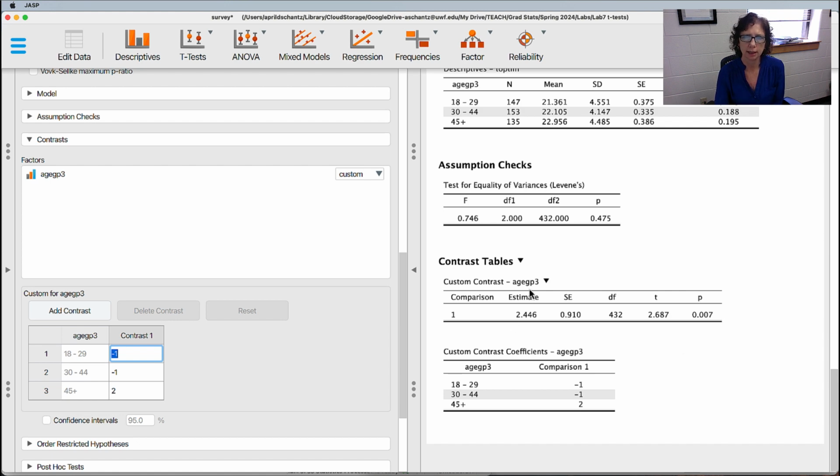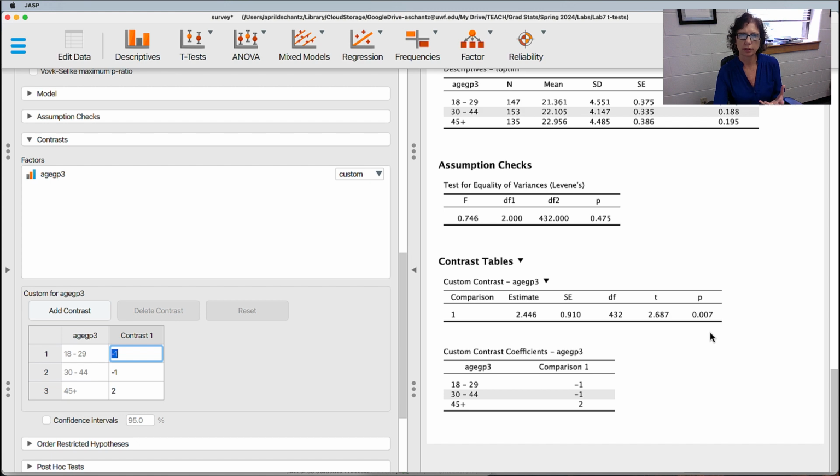We can see that this estimate here is the difference. This is the average difference between group 3 that we were comparing to the 2 other groups combined. So group 3 compared to the combination of group 1 and group 2. The mean difference was 2.45 between those 2 groups. Now, was that difference significant? Yes, it was, at p = .007.